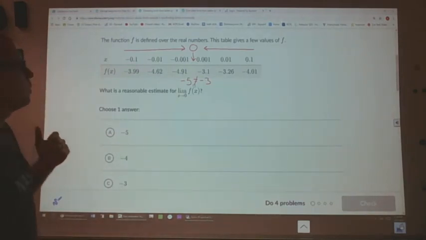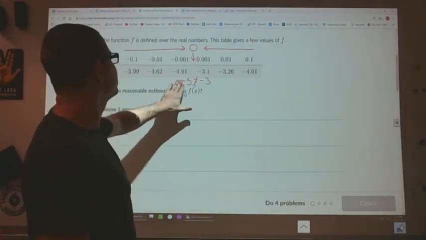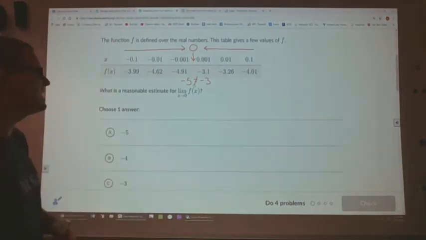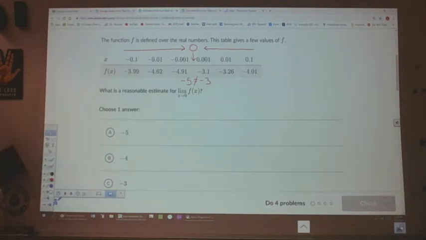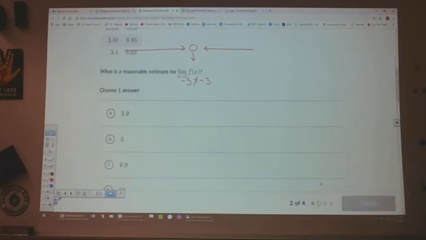So I would have to conclude that this limit does not exist. There is no reasonable estimate for these values, because there isn't a value in between that they would go to. So E, because as I go from the left to the right, my answer does not match.